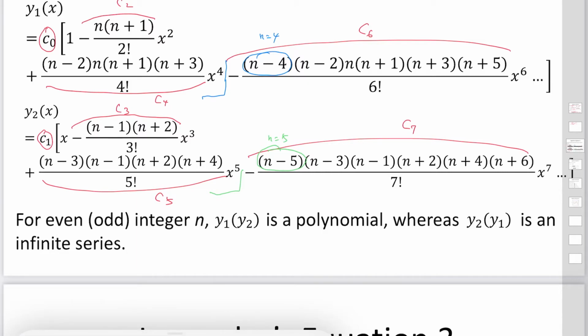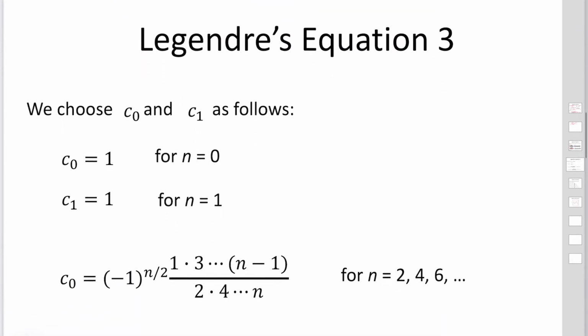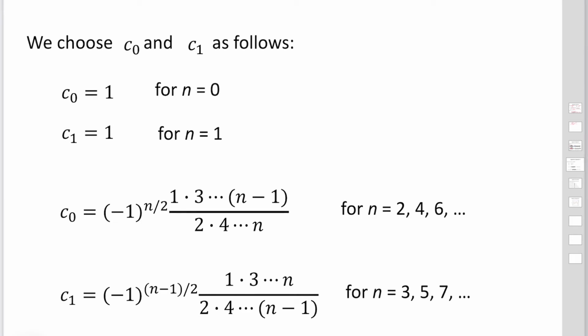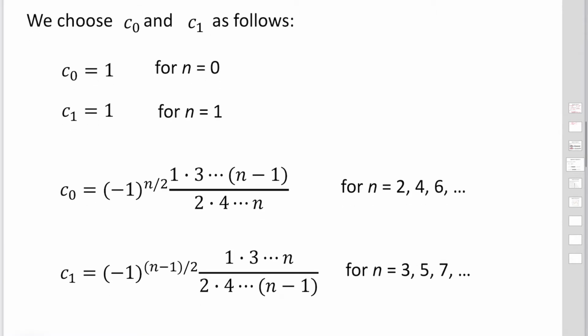I'd like to introduce Legendre polynomials. We have to choose the c sub 0 and c sub 1. For n equals 0, c sub 0 is 1. We can determine the c sub 0 as you like. This is a conventional choice for c sub 0 and c sub 1. So for n equal 1, c sub 1 is equal to 1.